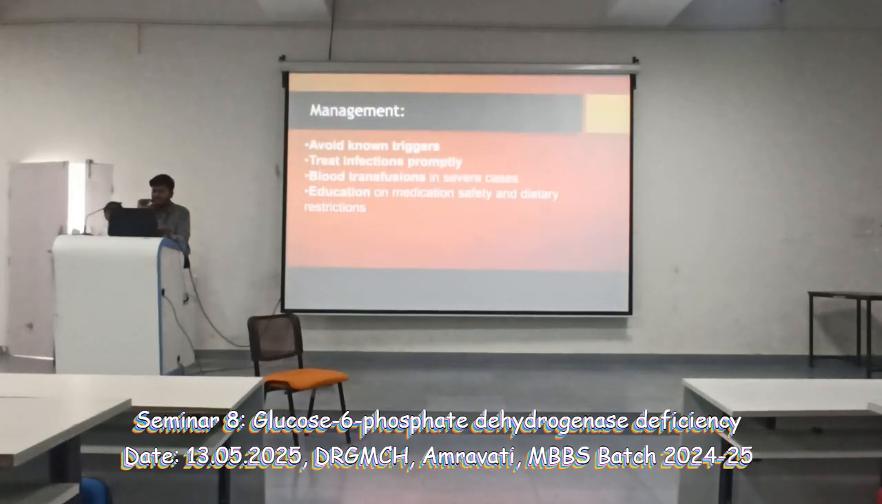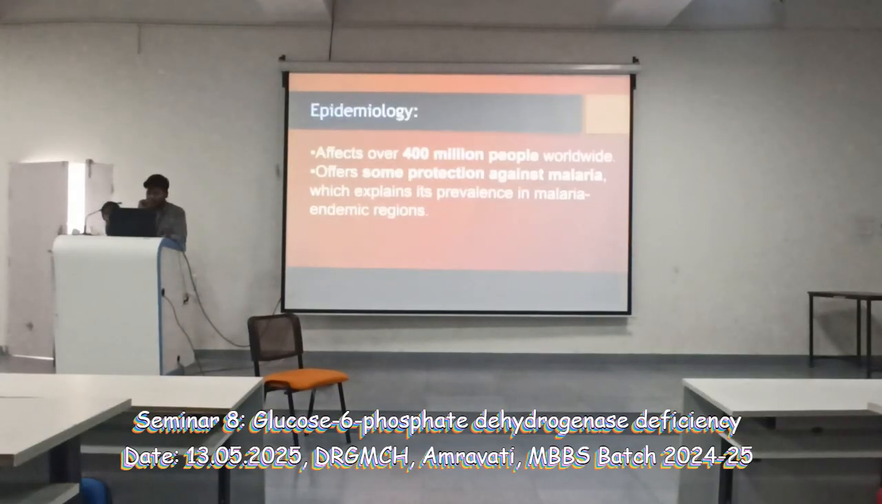The management of G6PD deficiency is to avoid known triggers, treat infection promptly, blood transfusion in severe cases, and education on medication safety and dietary restrictions. G6PD deficiency has affected over 400 million people worldwide and offers some protection against malaria, which explains its prevalence in malaria endemic regions.